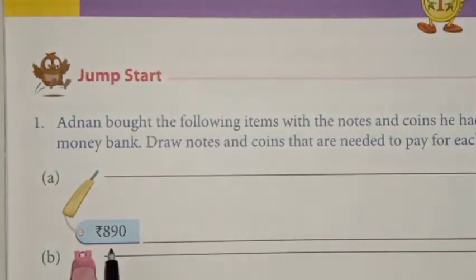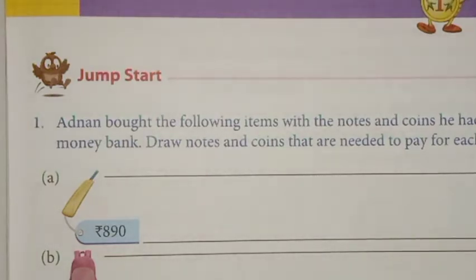So there are 890 rupees for this cricket bat. So you draw the coins and notes. You know which notes there are? 5 rupee notes, 10 rupees, 20 rupees, then 50 rupees, then 100 rupees, 200 rupees, 2000 rupees, and 500 rupees also. If you don't know, see the coins and notes, you can ask your parents to show the notes and coins.